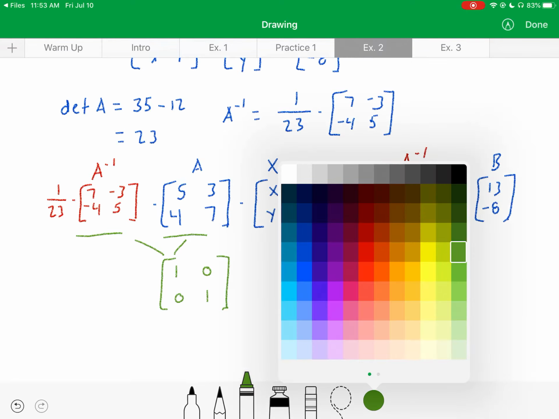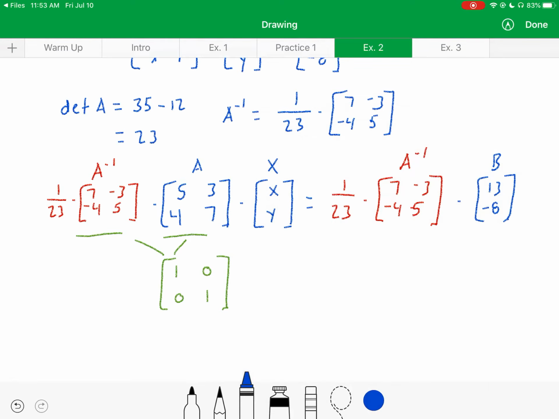Okay. And that'll just leave me with the variable matrix. And then that's going to equal, I'm going to keep the scalar of 1 over 23 out in front, and I'm going to actually multiply these two together. Okay, so that's a 2 by 2 times a 2 by 1. That's going to result in a 2 by 1.